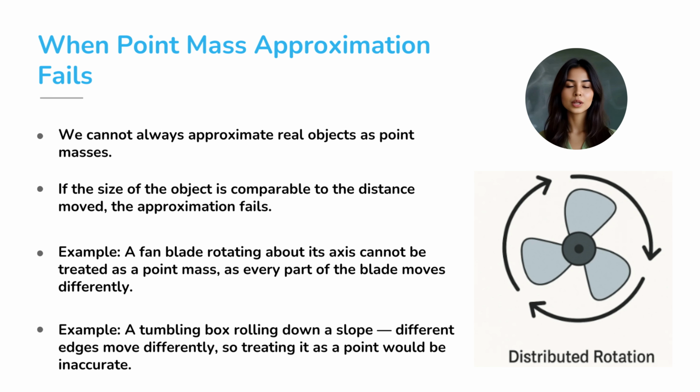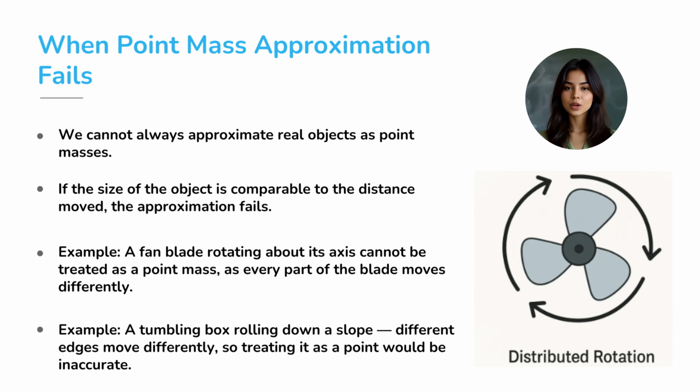Of course, the point mass idea does not always work. There are situations where the size of the object is comparable to the distance it moves. In such cases, ignoring the size leads to wrong results. For example, think about a ceiling fan blade rotating. Every tip of the blade moves in a different circle, and you cannot replace the entire blade with a single point. Or imagine a tumbling box rolling down a slope.